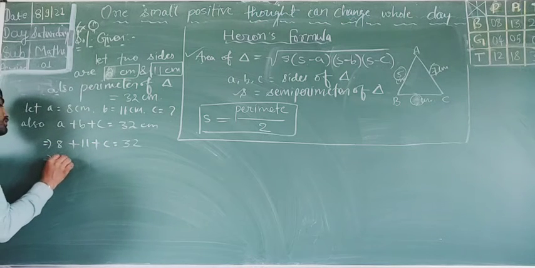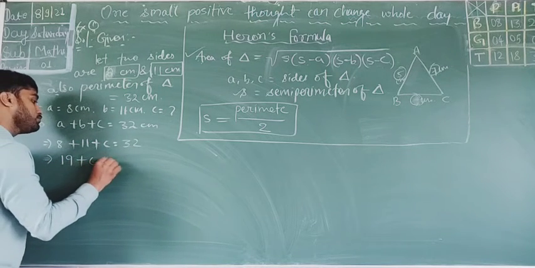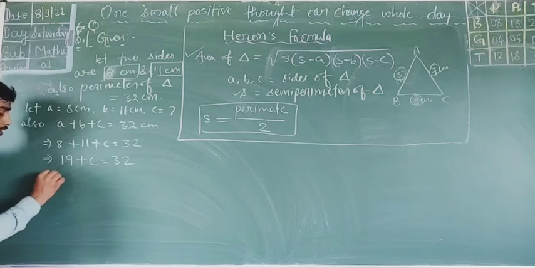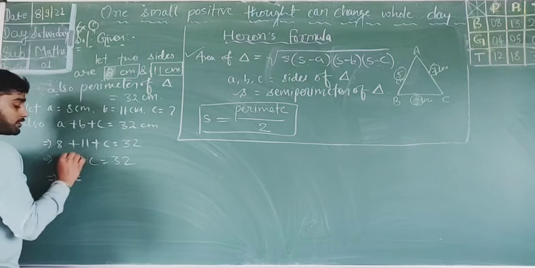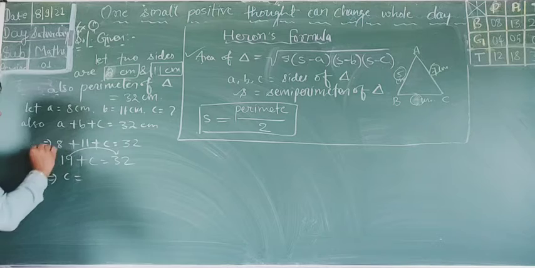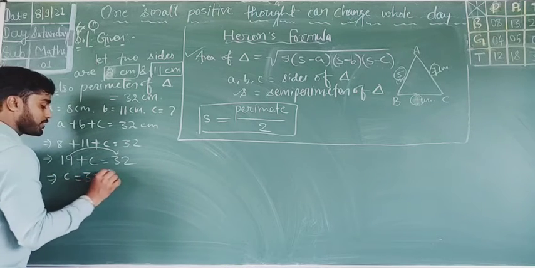8 plus 11 is equal to 19 plus c equal to 32. Now find the value of c from there. If 19 is adding there, then if you transpose, it will be subtracted from 32.